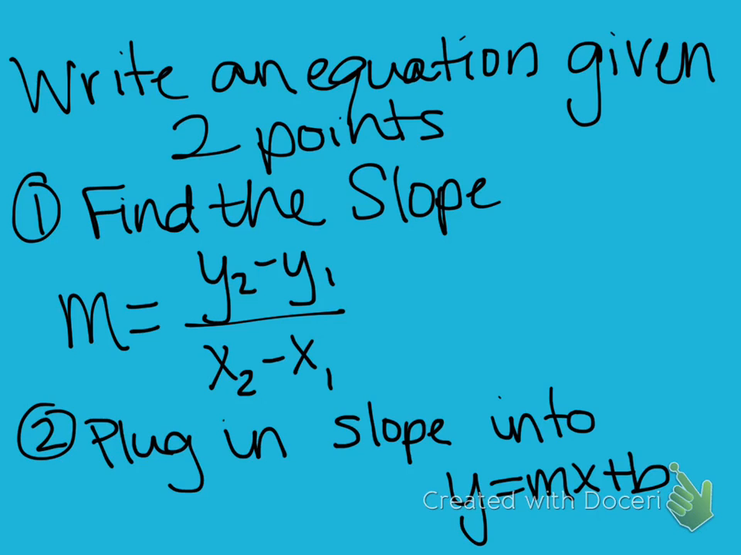Now, writing an equation given 2 points, for example, 2, 3 and 4, 9. Step 1, find the slope. Now we need to remember how to find the slope. So if we recall, m equals y sub 2 minus y sub 1 all over x sub 2 minus x sub 1. Once we find the slope, we're going to plug it into y equals mx plus b formula.